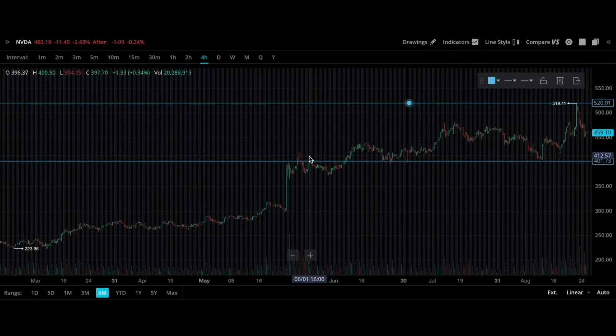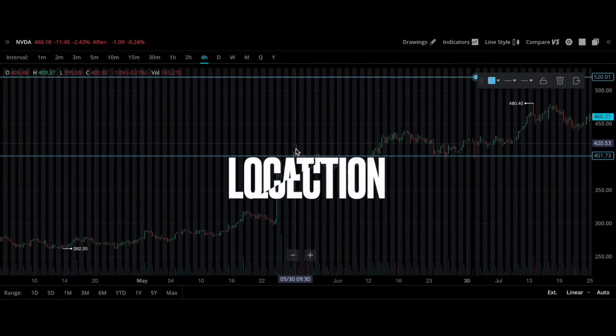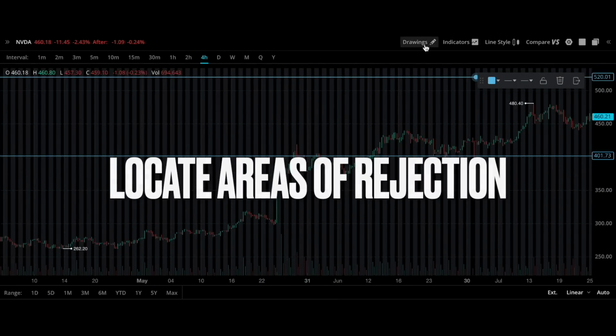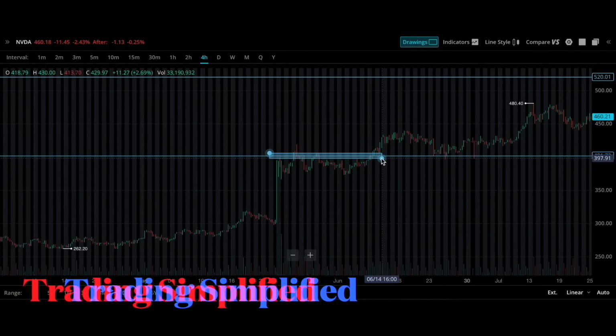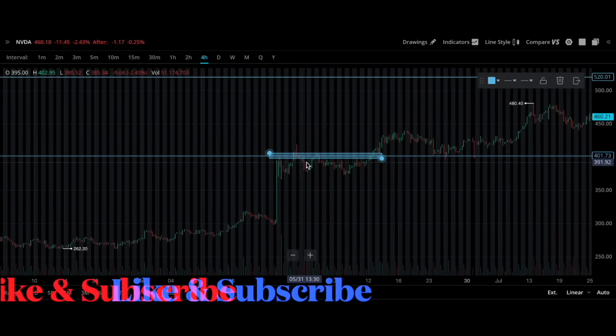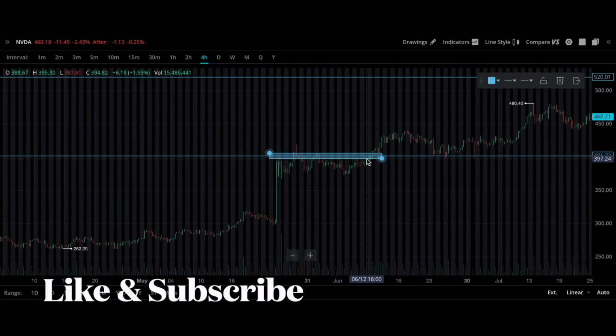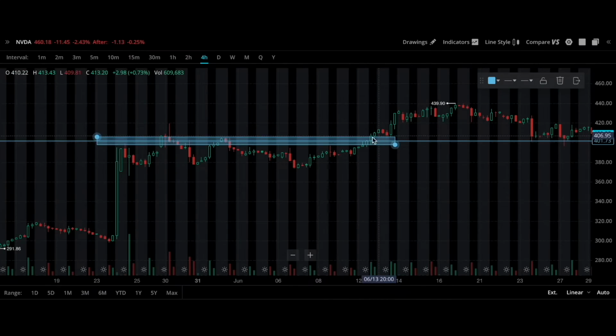The reason is because if you zoom in here, you can see that NVIDIA was having trouble getting past this 400 level. So what I start to do from the 6-month is I quickly just draw the resistance, because NVIDIA went all the way up from 300 to 400, couldn't get past this level, and then broke through it here. Once it breaks through that level of 400, which was clear resistance right here, and now that it broke through, I want to see what happens at the 400 level.